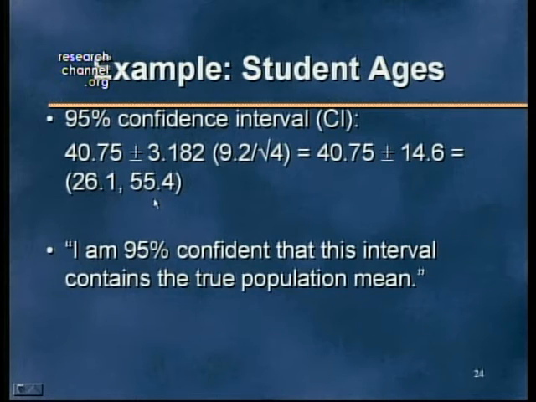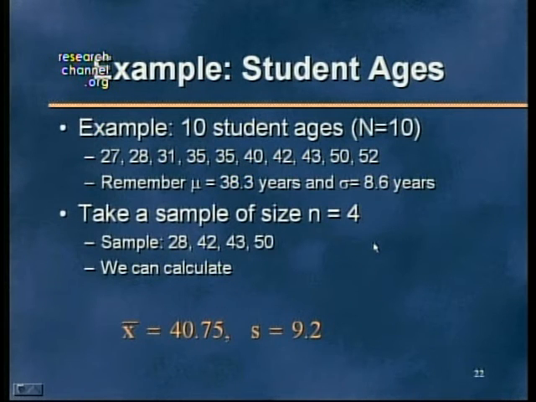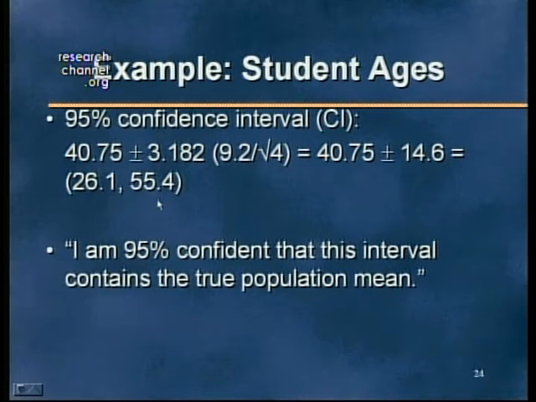Now, we do have the luxury, so let's go back. What was the true mean? 38.3. Is it contained in that interval? Yes. But we only knew that because we knew the population. Most of the time, we don't have that knowledge. But at least this interval gives us a range of values: the mean could be as low as 26, the mean could be as high as 55. We're 95% confident that this interval contains the truth.